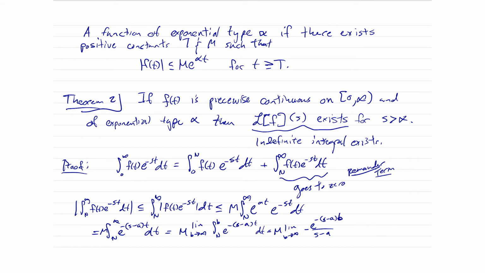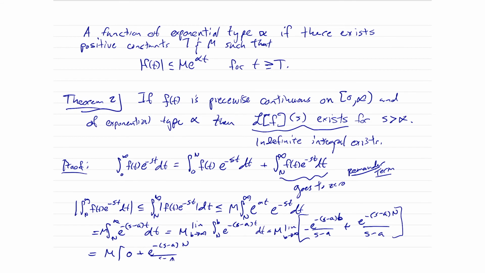And if we take a look, we're evaluating this at b and n, so let's just go ahead and save a little time. It's going to be e to the minus (s minus a)b, all over s minus a. Alright, and that's a plus there. So as b goes to infinity, this term goes to 0, right? So that's going to be equal to m times 0 plus e to the minus (s minus a)n divided by s minus a.